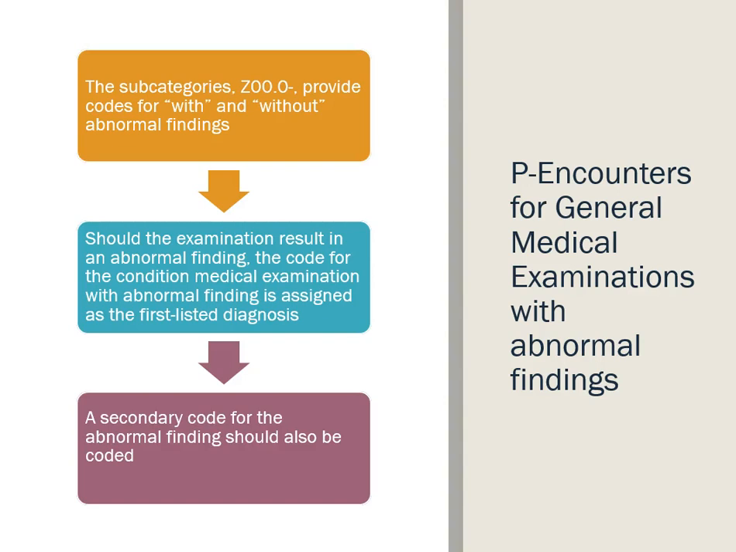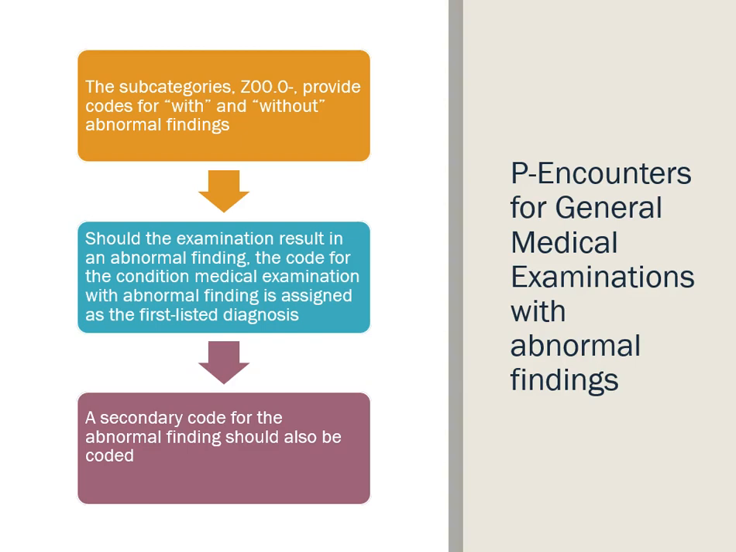Guideline P, encounters for general medical examinations with abnormal findings. So we do have subcategory codes Z00.0 and Z00.12. And these are for your adult and your routine child health examination. And within these code families, we actually have two options. It's without abnormal findings and with abnormal findings. And what we're talking about here is with abnormal findings. So should the exam result in an abnormal finding, you want to make sure that the Z code shows with abnormal findings. Additionally, you are going to list a secondary code for the abnormal findings.